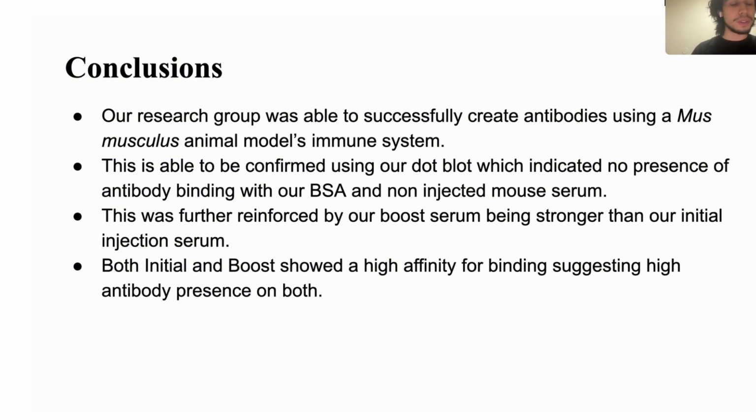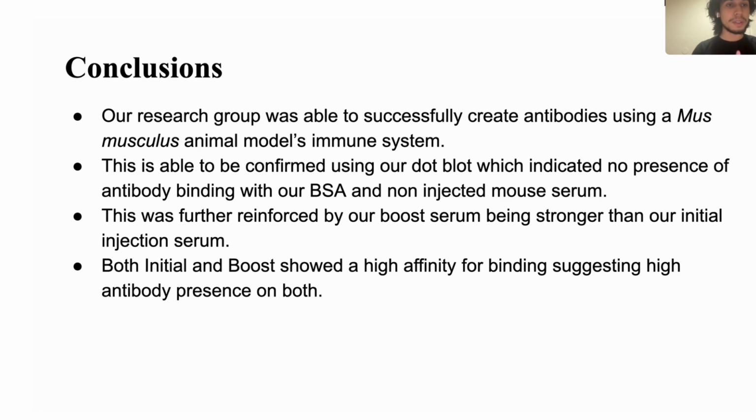This was further reinforced by our boost. Our boosted serum seemed to be a lot stronger than our initial injection serum as well, which is theoretically what would happen, because essentially your antibodies on your first injection are going to be a little high, and then after a couple of weeks will die down. However, if you do receive a second boost, your body is essentially going to be saying, hey, this is a threat that we need to keep an eye out for. Let's continue making these antibodies, so your antibodies will skyrocket.